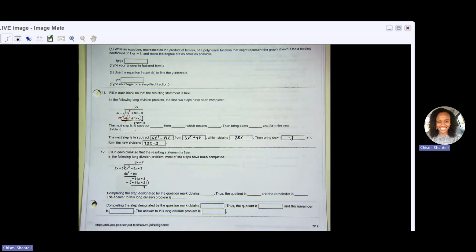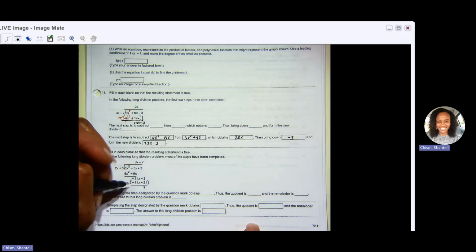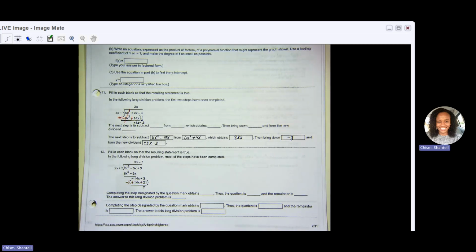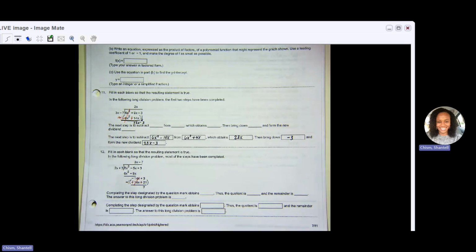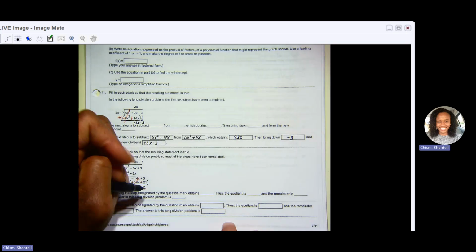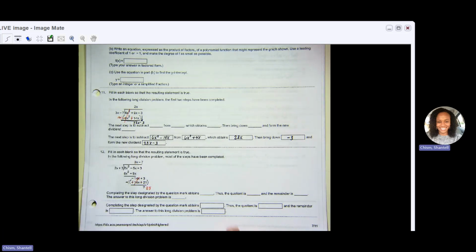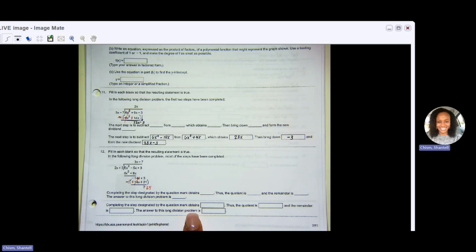Okay, remember you haven't subtracted until you put that polynomial in parentheses and put a minus out there. And then you take that negative through. So it would change the sign here, and it would change the sign here, okay? And so what happens is 14x and the minus 14x cancel, and then you've got 3 plus 21, which gives you 24, okay? So completing the step designated by the question mark obtains 24.